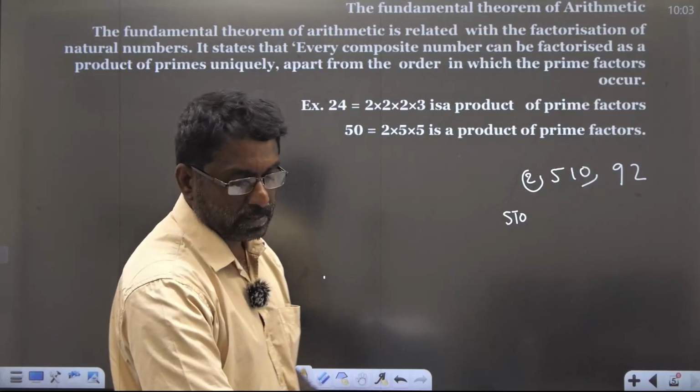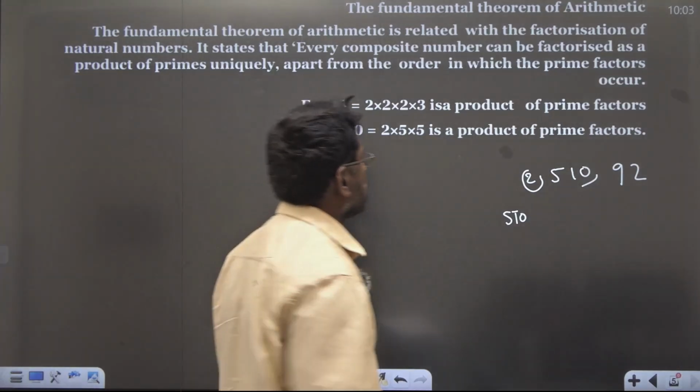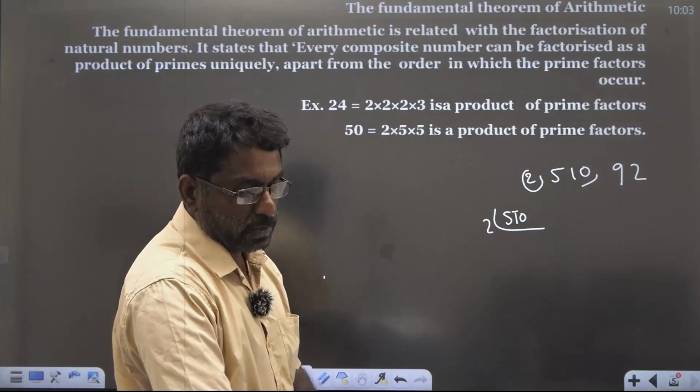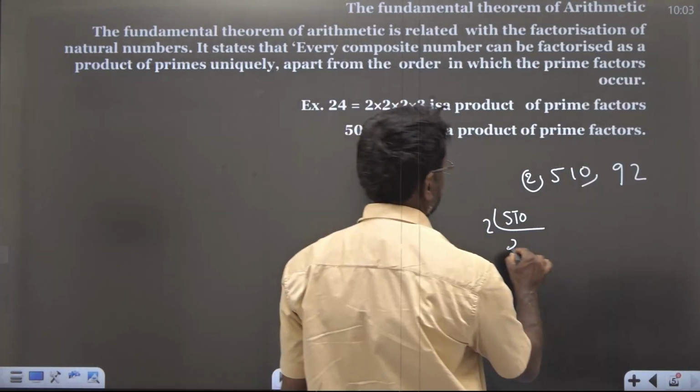First you factorize 510. How we can factorize it? With 2. 510 with 2, that is equal to 255.